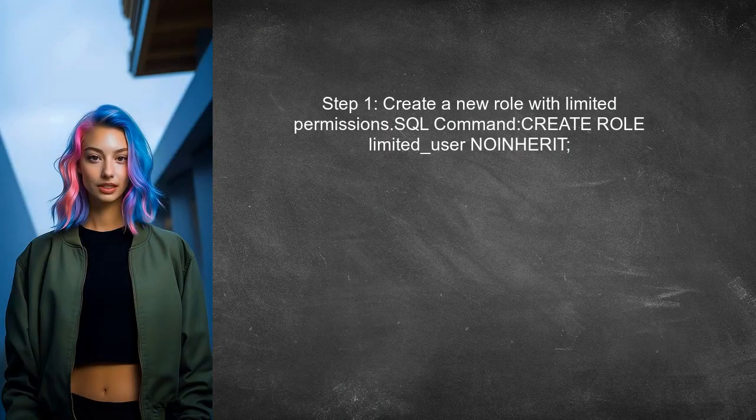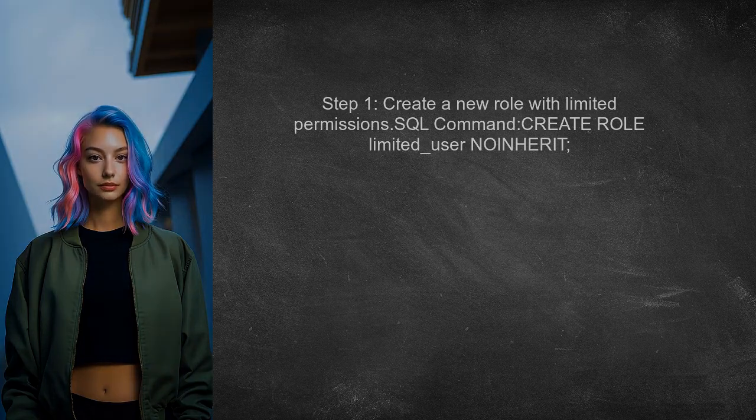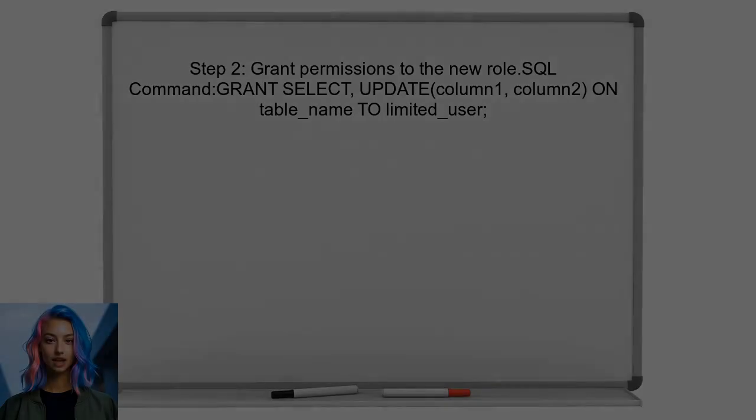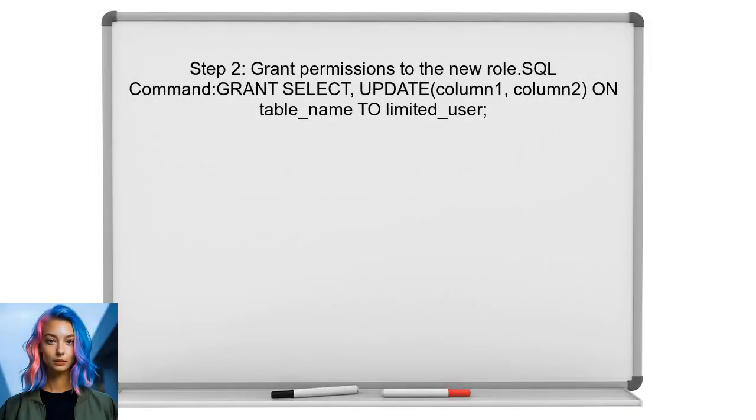To lock certain columns from being edited in PostgreSQL, the user should start by creating a new role that will have limited permissions. This role will be used to restrict access to specific columns. Next, the user needs to grant the necessary permissions to this new role for the table, but only for the columns they want to allow editing. This is done using the grant command.